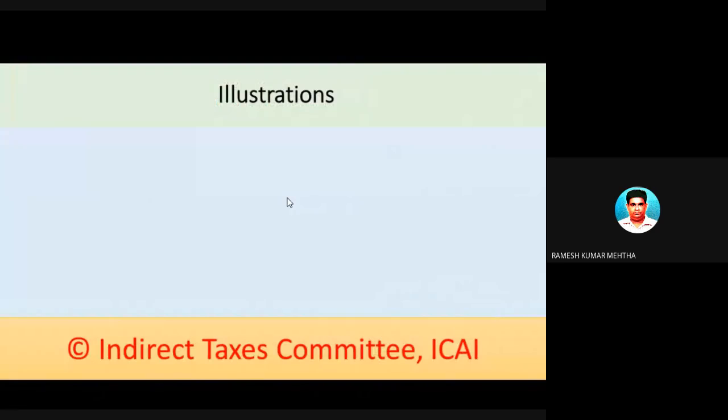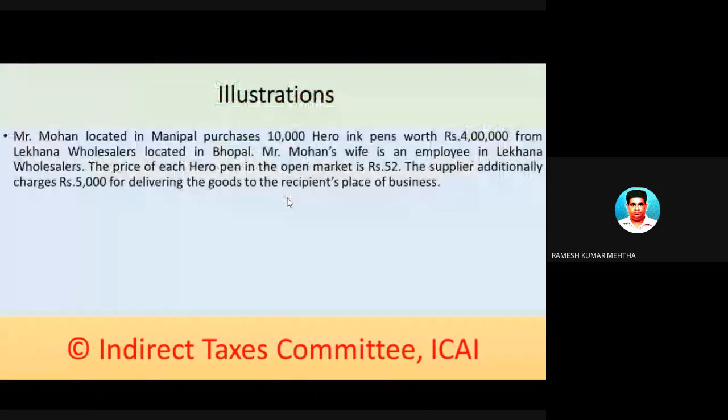Now these are the numerical examples which have been extracted from the Indirect Taxes Committee of ICAI. So this is the source from where these numerical problems are extracted and dealt with. The whole credit goes to the Indirect Taxes Committee of ICAI. So this is the standard disclosure which I want to share with you.